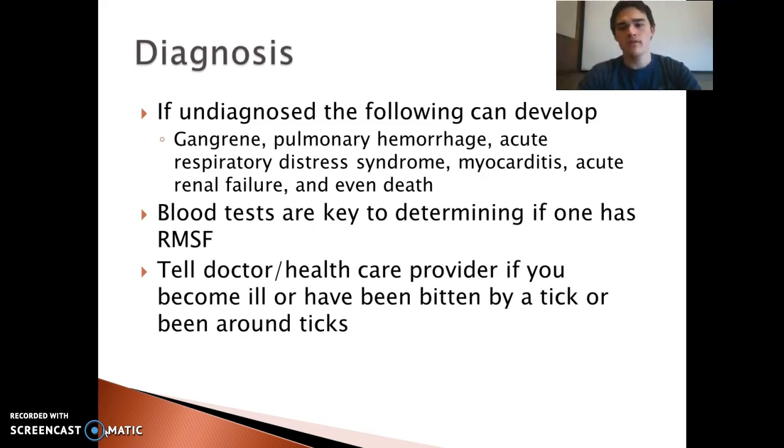So if it goes undiagnosed, the following can develop within a person: gangrene, pulmonary hemorrhages, acute respiratory distress, myocarditis, acute renal failure, and as I stated, you can also die from this. So if you do get bitten by a tick, you should tell your doctor, and you should tell them if you were around ticks, how often, how long ago the bite occurred, and if you've exhibited any symptoms since then.